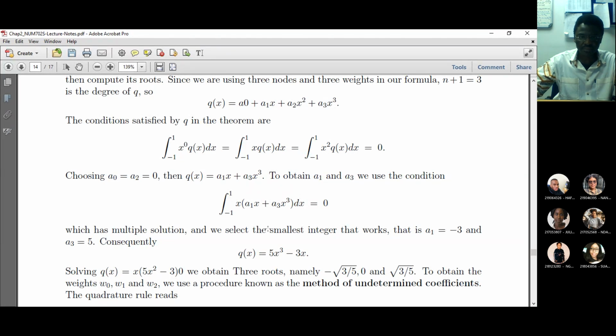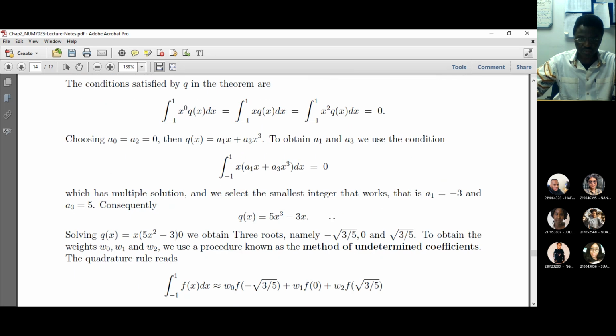Now, the second condition here, that is x to the 1 times qx equal to 0. So that integral will lead us to multiple solutions, as we already said, because you see that we have an expression that involves A1 and A3. Now, if you fix one, you get the other one, right?